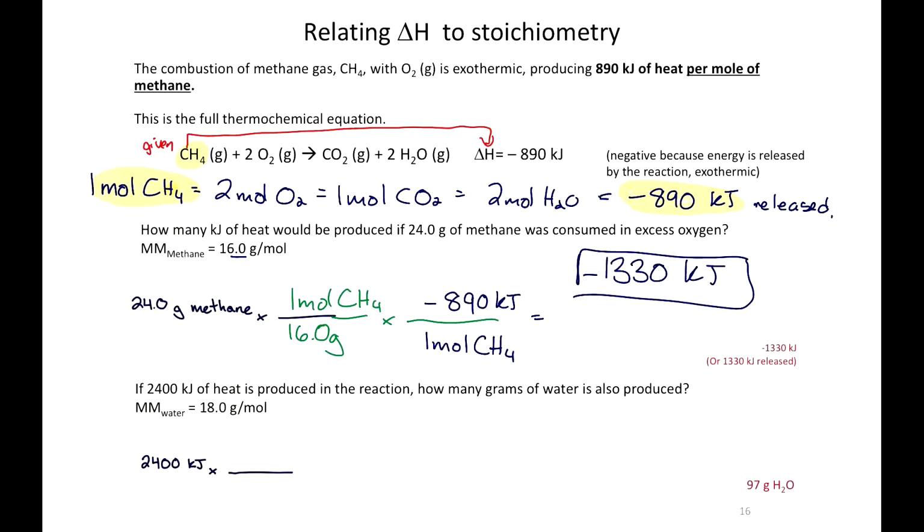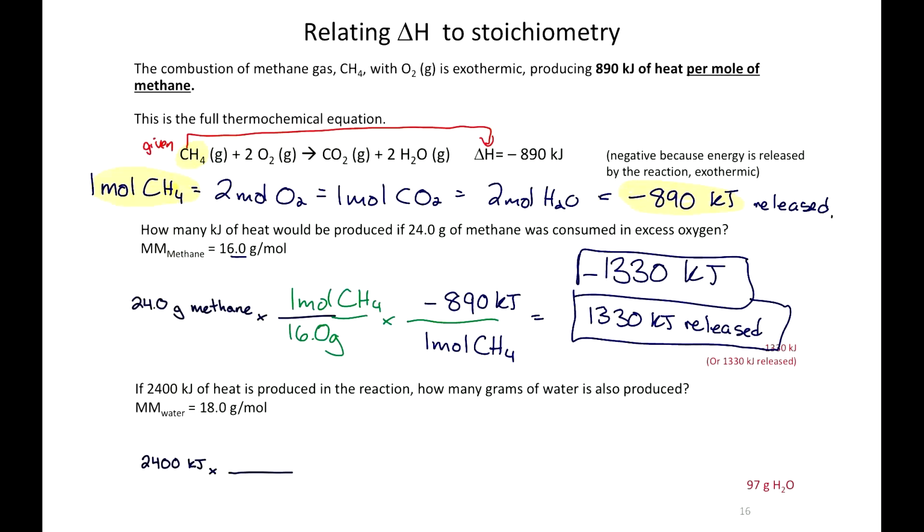Right? But remember that negative sign just implies the direction. Seeing a negative energy is kind of weird. So a just as correct answer would be saying 1,330 kilojoules of energy is released. Both of these answers are equivalent to one another, all right? Because seeing negative energies is weird. The negative sign just implies what direction energy is traveling.